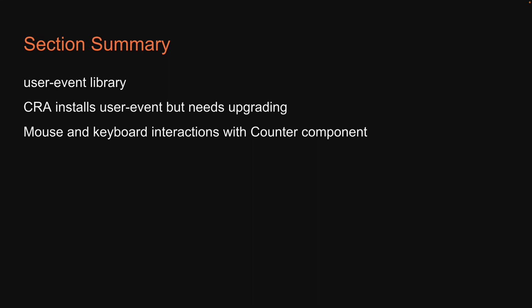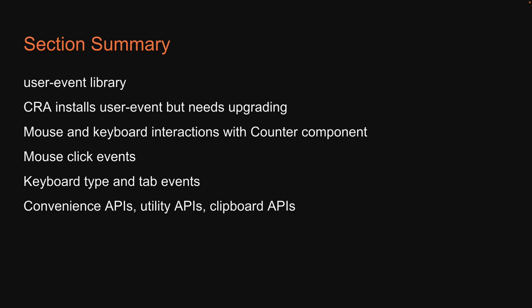We then created a counter component which involves both mouse and keyboard interactions. We have seen how to simulate mouse click events, keyboard type and tab events. We also learned about the convenience APIs such as double-click, hover, unhover, utility APIs such as clear, select and deselect options, and clipboard-related APIs such as cut, copy, and paste. We had a look at the lower-level pointer and keyboard APIs as well. Knowledge of all these methods will help you test any type of user interaction with Jest and React Testing Library.